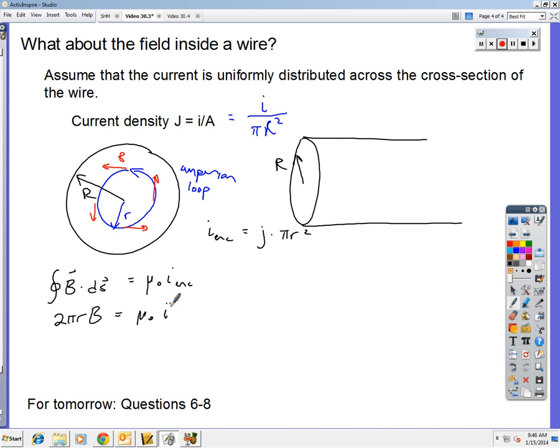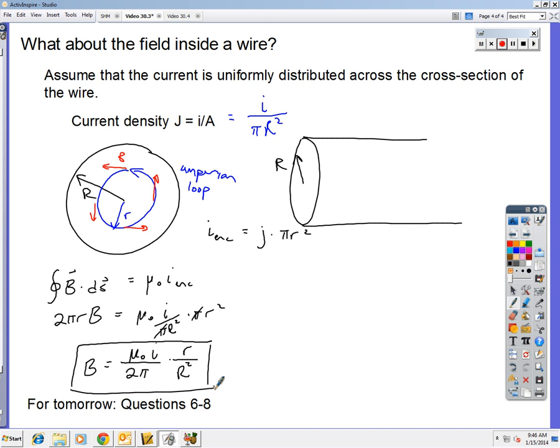And that, if we do a bit of algebra, works out to be I over pi big R squared times pi little r squared. This is J here. So pi's cancel. And we're left with B, after quite a bit of algebra, mu naught over 2 pi times little r over big R squared is the field inside a wire.